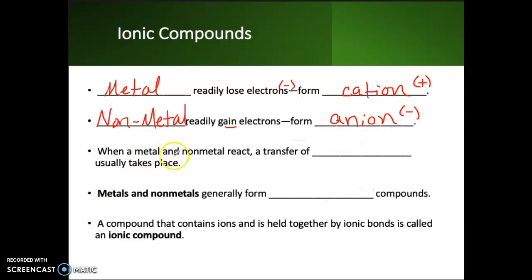When a metal and a nonmetal react, we have the transfer of electrons, and metals and nonmetals generally form ionic bonds or ionic compounds. So the bond that has ions is held together by ionic bonds. It's called an ionic compound.